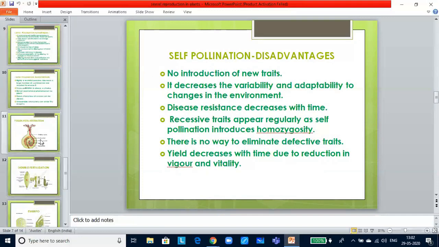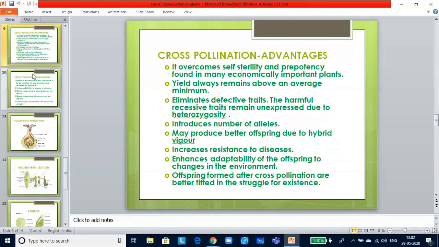Now let us look into cross pollination. Cross pollination means wherein the pollen of a flower falls on the stigma of a different flower, on a different plant or on the same plant. If it is within the same plant, we call it geitonogamy. If it is on a different plant of the same species, we call it xenogamy.